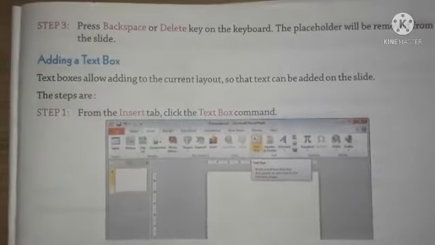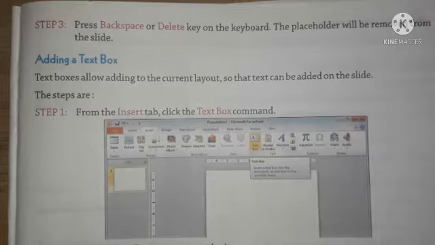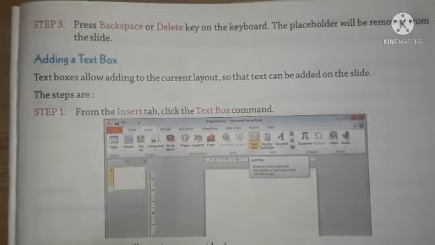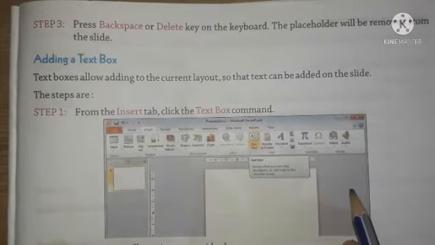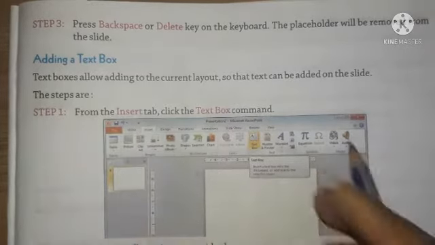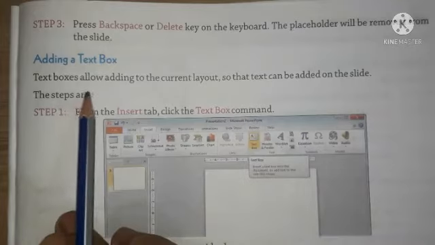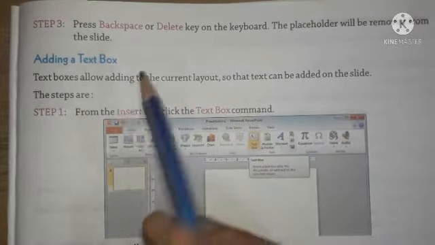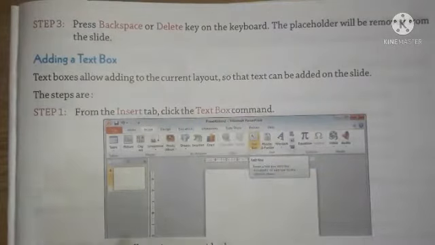Now the next point is how to add a text box. Sometime we have to use some text, and we use a text box to type some content in our slides. So we use a text box. So how to add a text box? Here some steps are given: text boxes allow adding to the current layout so that text can be added on the slide. Same thing which I told you some time ago.